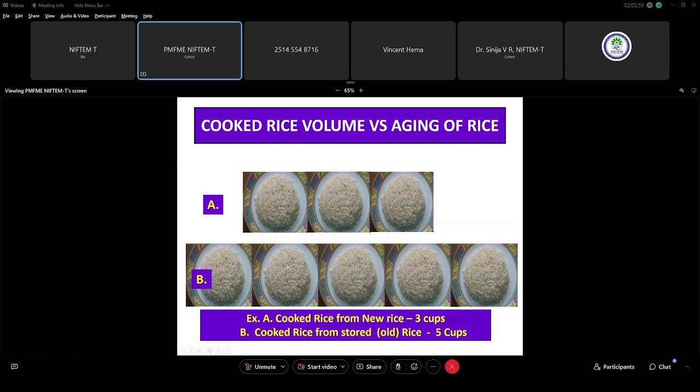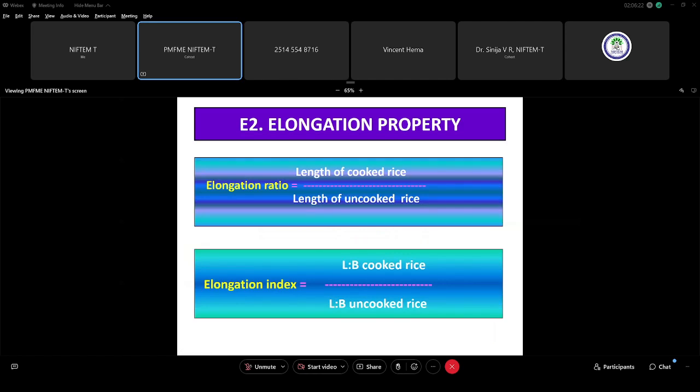Here, with sambar, rasam, and curd, I have finished my lunch. So instead of 150 grams, I can take only 90 grams of rice and finish my lunch. So if any sugar patients are present in your house, or if you want to reduce your rice consumption quantity, then better you purchase the old rice.